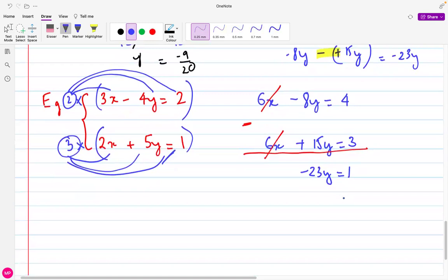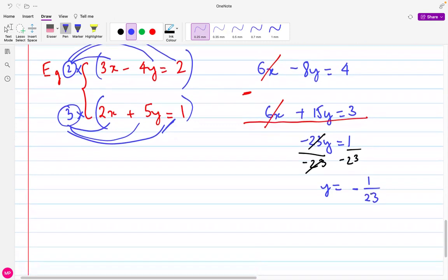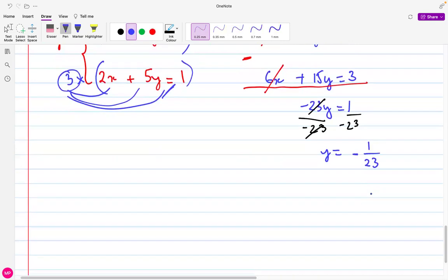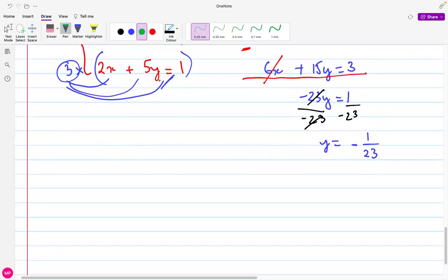Like that. Then you can solve y by dividing by negative 23 on both sides. So you would have y equal negative 1 over negative 23. So the negative we put in the middle, so negative 1 over 23. It looks nicer that way, right? And then once you've done that, you can put it back and solve for x. So you can put into either of those equations. So I'm going to choose the second one.